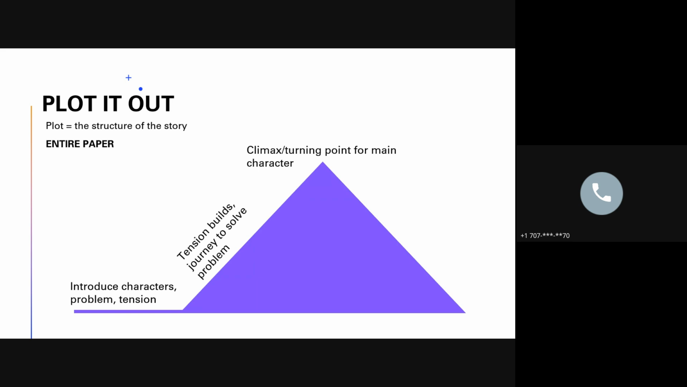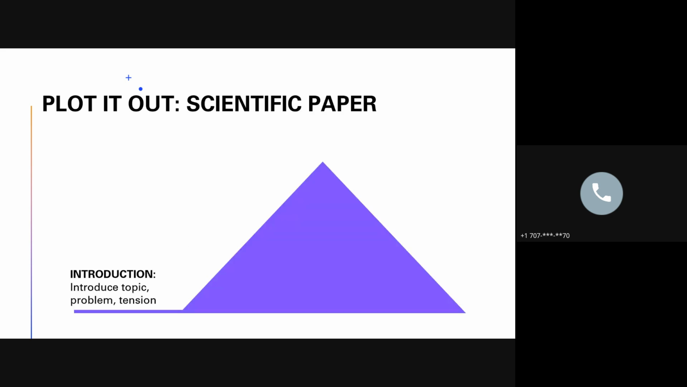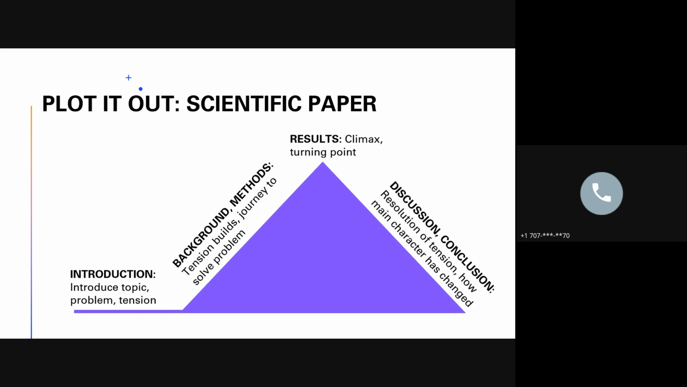Then the climax is the turning point for the main character, and we're going to talk in just a minute about what the main character is. This is when our understanding of what that main character is or does, or its characteristics, changes, and then we start to resolve the tension. Now we've got some answers to the question and we're able to come up with some conclusions. Plotting this out on a scientific paper, we've got the introduction, the background and the methods, the results, and then the discussion and the conclusion.